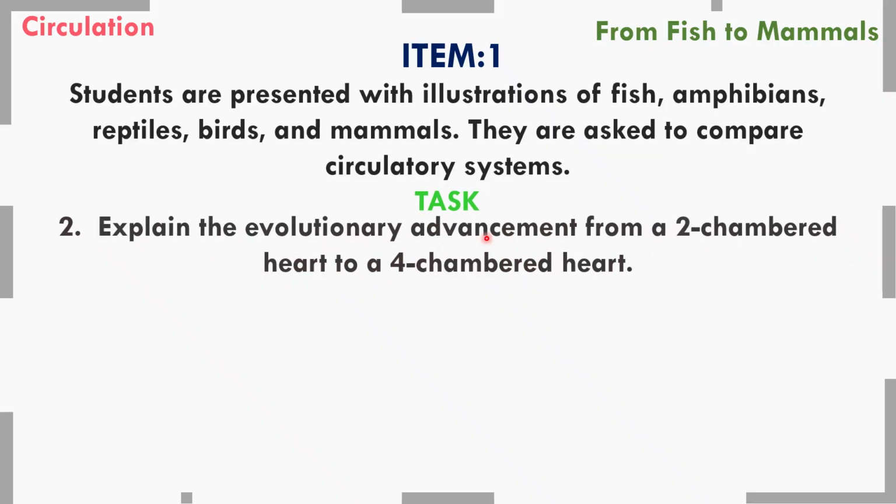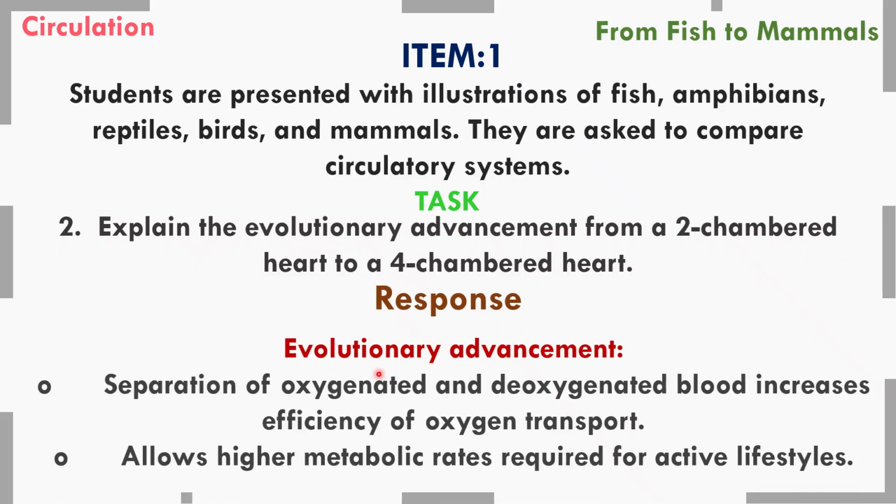Explain the evolutionary advancement from a 2-chambered heart to a 4-chambered heart. Evolutionary advancement. Separation of oxygenated and deoxygenated blood increases efficiency of the oxygen transport. This allows higher metabolic rate required for active lifestyles.